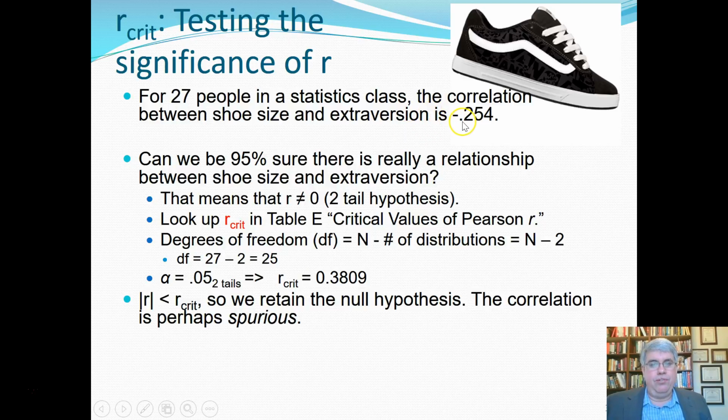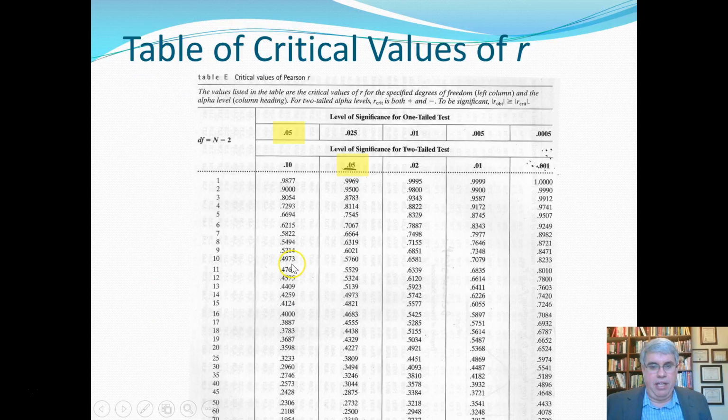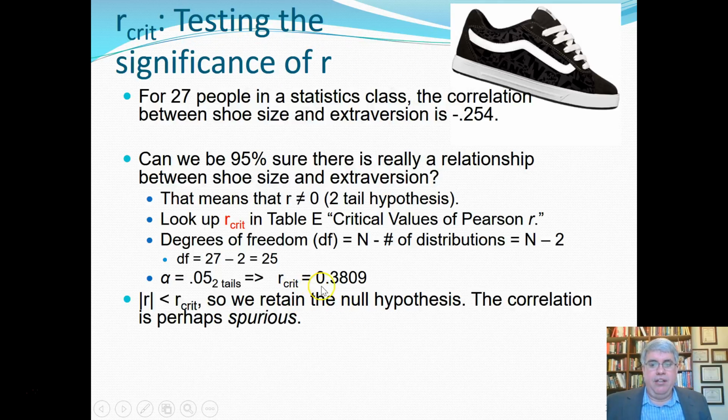Now we're making a two-tailed hypothesis. We don't have a theoretical reason that the correlation should go in one direction or another. So with these two numbers, the degrees of freedom equals 25 and alpha equals 0.05, which we're going to choose as our alpha level, and it's two tails. We can go to the table here, and we have degrees of freedom equals 25, so it's this line here. We're using a two-tailed test, so we use alpha equals 0.05 here. And so we get the number 0.3809. So 0.3809 is our R critical.